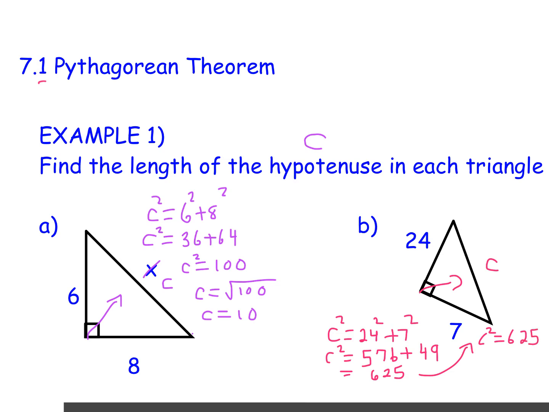Now remember, we've got to make that a smaller number. We're going to take the square root of that answer, square root of 625, which turns out to be 25. And so now we know that C is equal to 25 units in length.